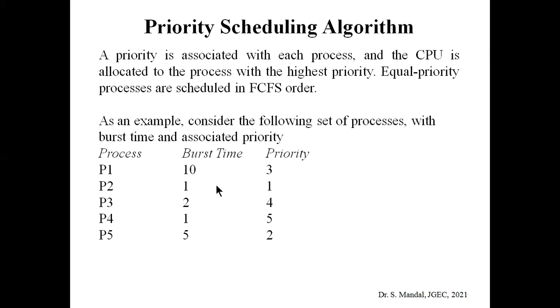Now, coming to the priority scheduling algorithm, it is quite simple, and from the title you can easily say that a priority is associated with each process. Based on that priority, the CPU is assigned to the process. Initially the CPU is allocated to the process which has the highest priority, and after the completion of that process, the CPU will be assigned to the next process which has the next higher priority.